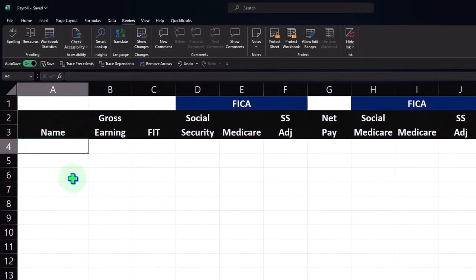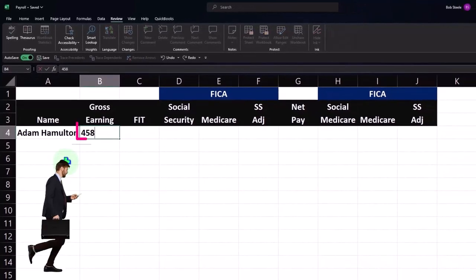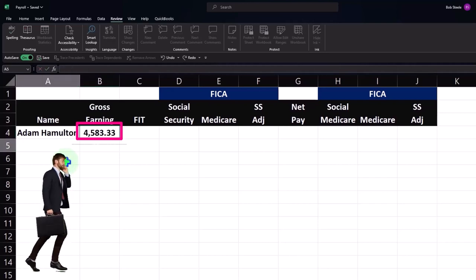And then our two employees, let's say, are Adam Hamilton. I'm not sure if I spelled that right either, but that's what it says on Adam's W-4 form. So we're gonna say, there it is.